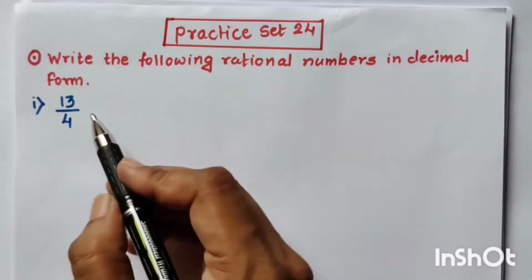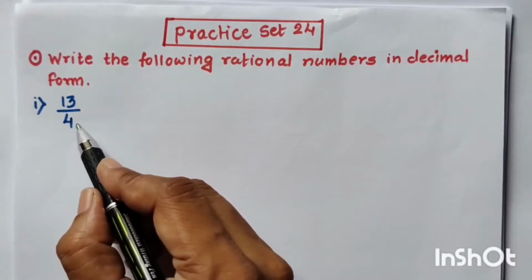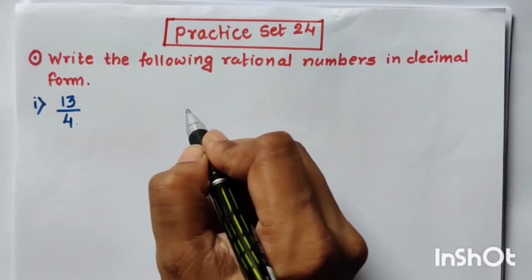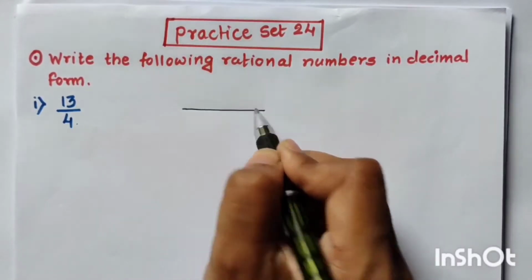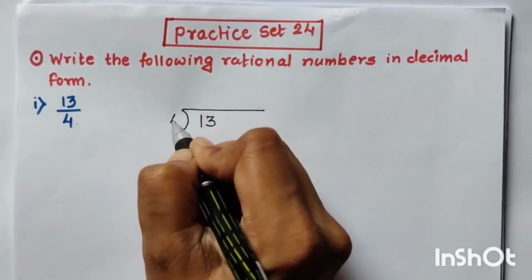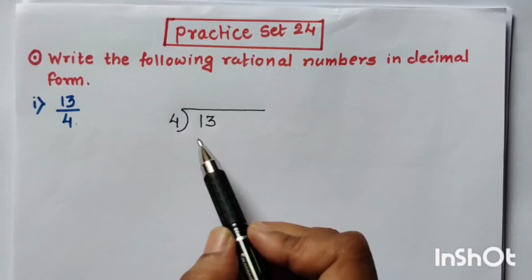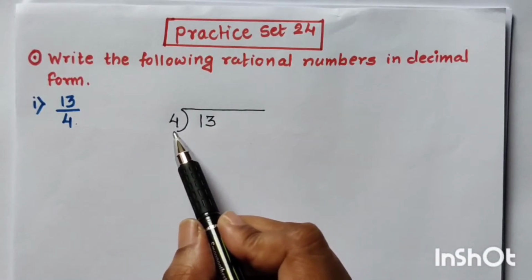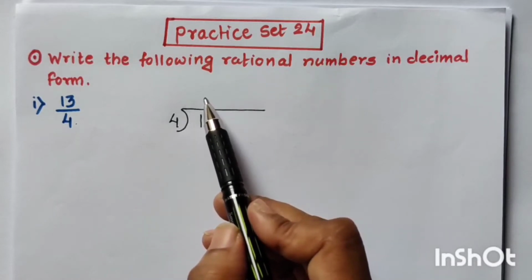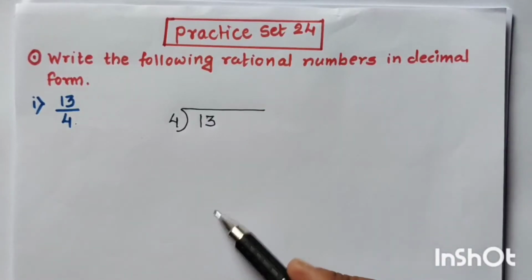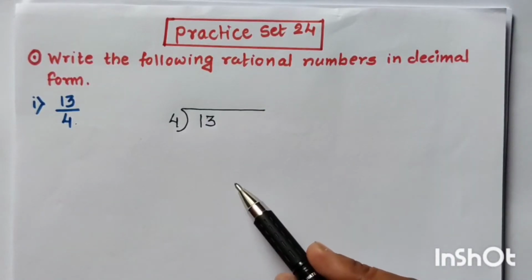That means we have to divide 13 by 4. 4 is in the denominator, so 4 will become our divisor. Let us write here. 13 is the dividend and 4 is the divisor. The number written inside is known as the dividend. The number written outside is known as the divisor. The answer we get at the top is known as the quotient, and whatever is remaining below is known as the remainder. So let us start.